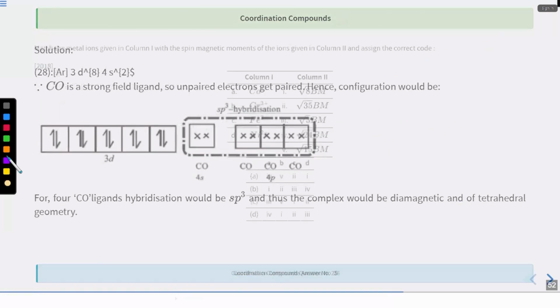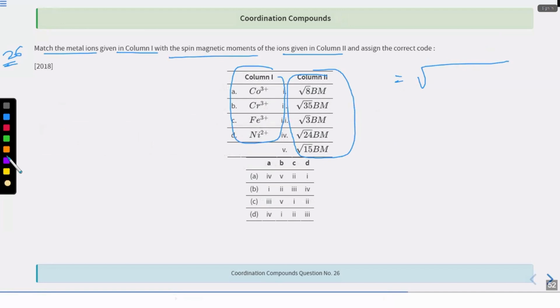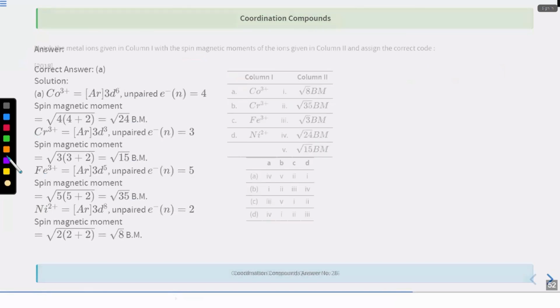Moving ahead with question number 26. Match the metal ions given in column 1 with the spin magnetic moments of the ion given in column 2. So this question we have done earlier also. As I told you, the formula is root of n into n plus 2, where n is the number of unpaired electrons. Okay, so let's see. So let me write down the compounds.